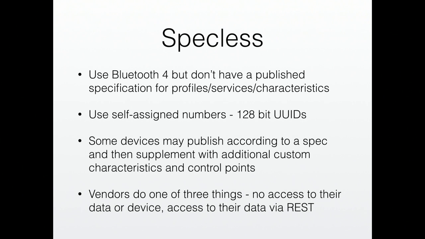And typically these vendors are going to do one of three things, which is they're not going to give you access to their specless, their proprietary data, or they're going to allow you to access it via REST. They could publish the specification and let you use native core Bluetooth to get to it, but typically they don't. And then a lot of them, like Wahoo Fitness, who I worked for a little while, publish an SDK. So then you bring in their APIs and they interface it that way. But I haven't seen any actually that have published their own spec.